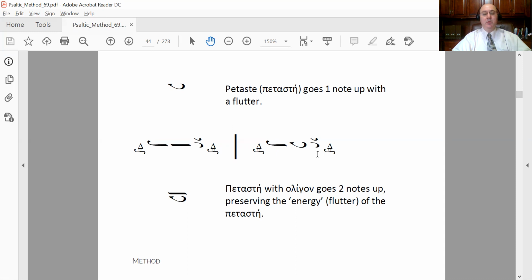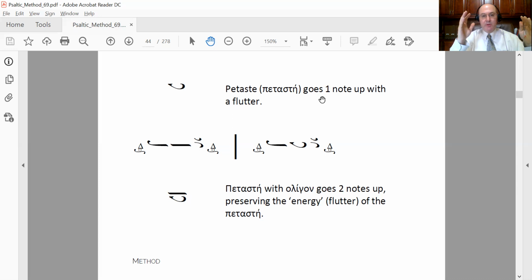thee. And you can choose between these two methods of performing it according to how fast or how slow your tempo is. Obviously, if your tempo is very fast, you don't have time to do the fast flutter. So you're going to make it a little bit slower, a little bit easier on your throat. If your tempo is slow, you may want to give it more of an emphasis and make the flutter a little bit more pronounced. But the important thing to remember is that petasti goes one up with that qualitative energy or effect to it. So it's kind of like in between a quantity and a quality character.